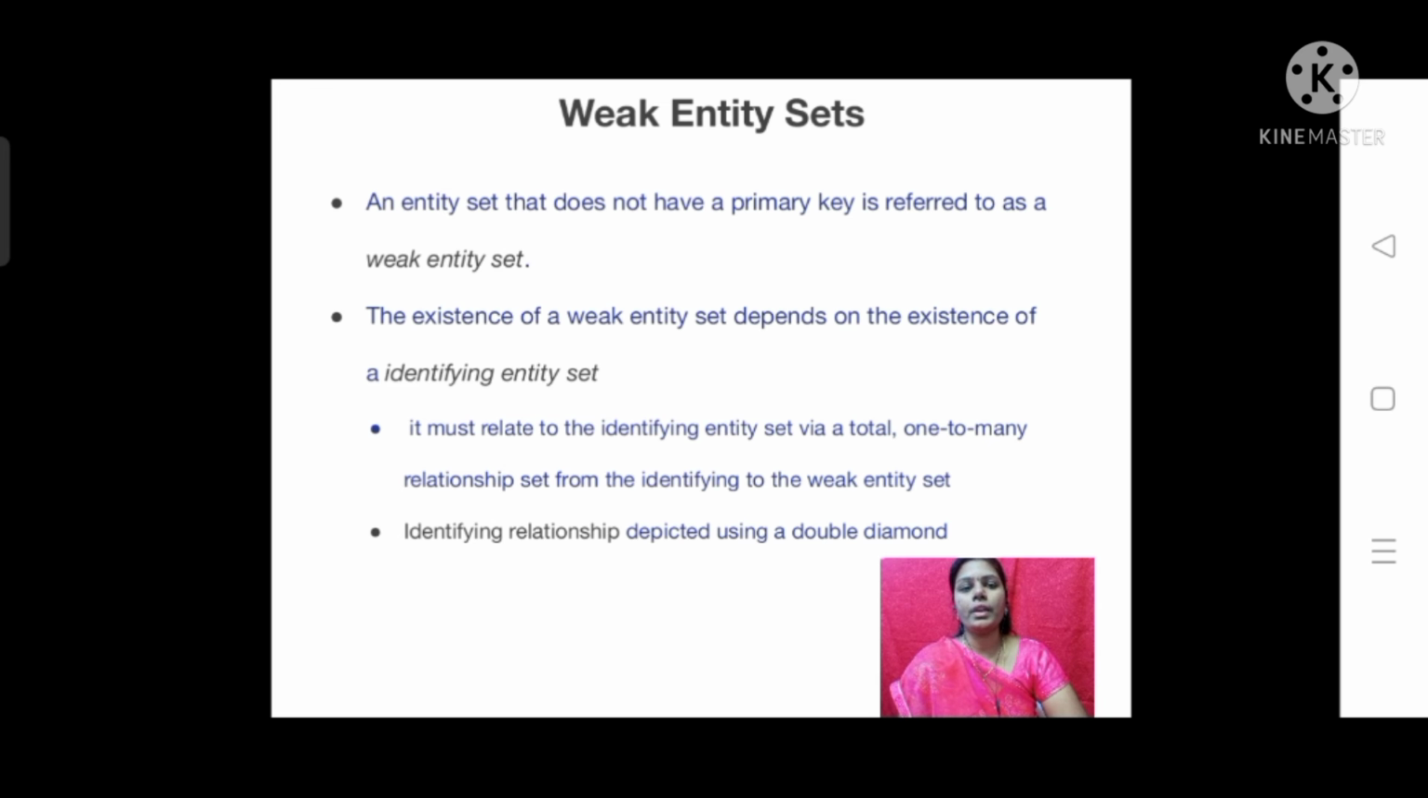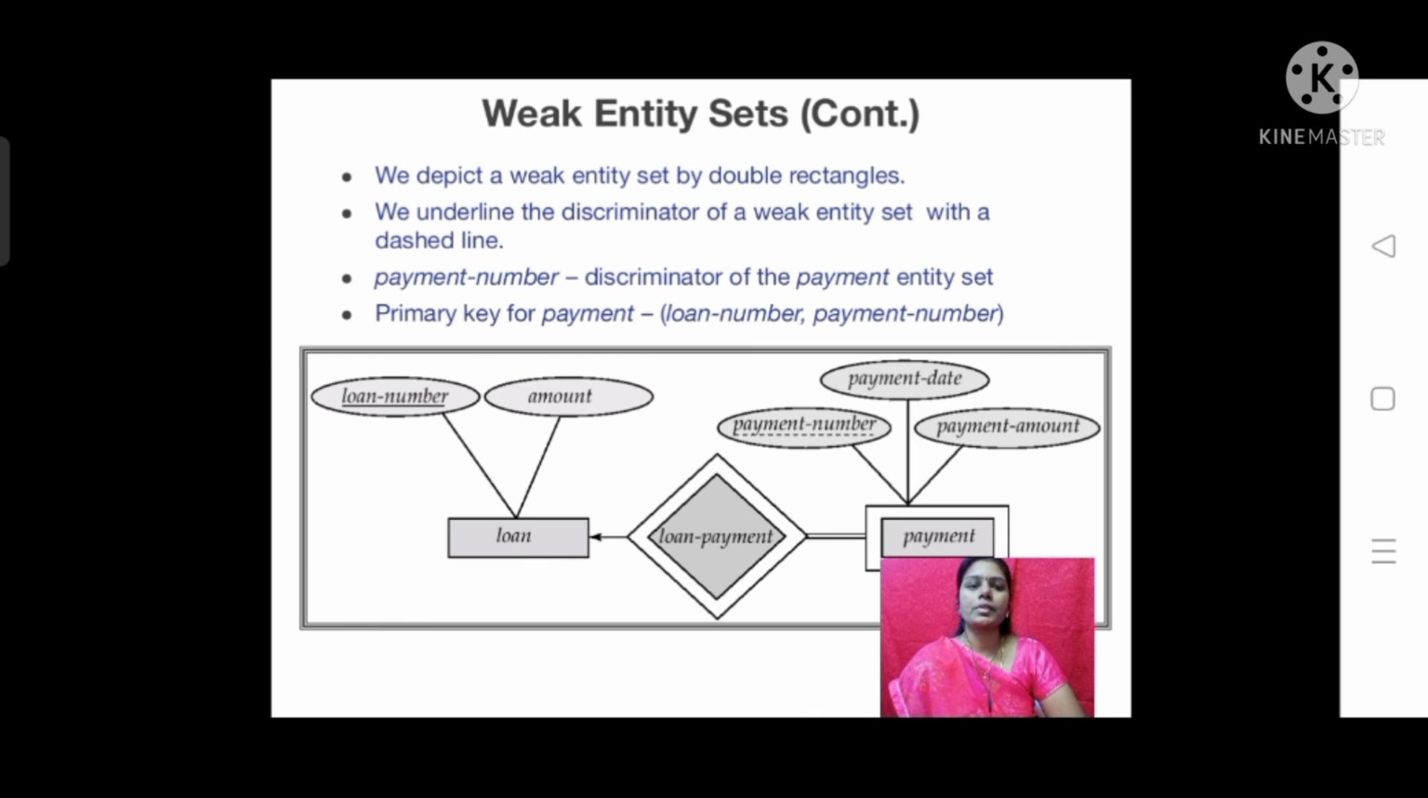The existence of a weak entity set depends on the existence of an identifying entity set. It must relate to the identifying entity set through a total one-to-many relationship set from the identifying to the weak entity set. The identifying relationship is depicted using a double diamond. Hence, the weak entity set is identified by the double diamond shape. In this diagram, the double diamond is clearly shown, which is the loan payment.